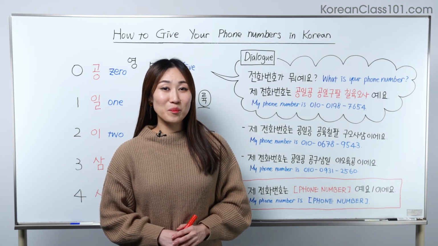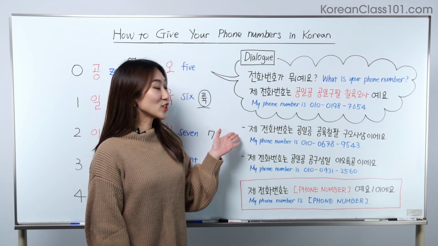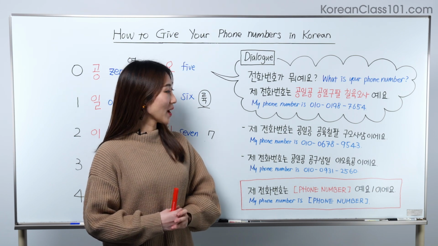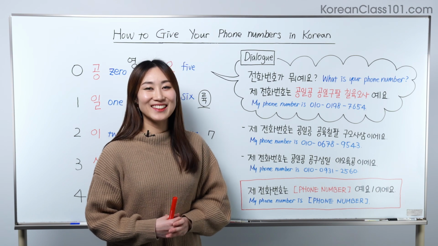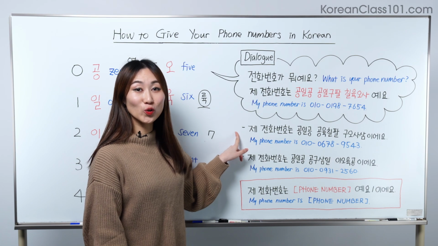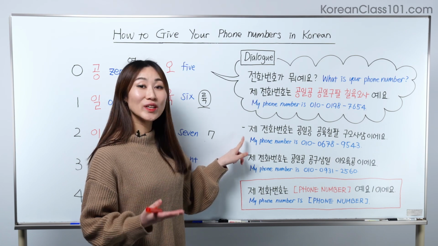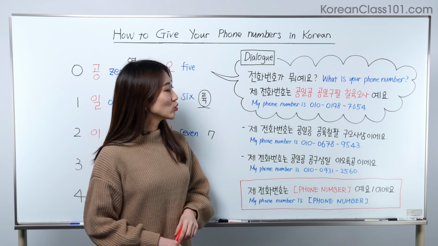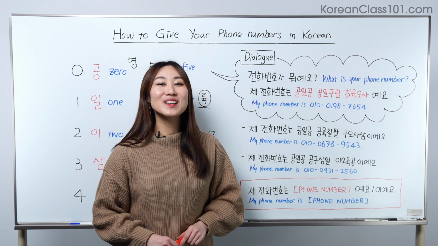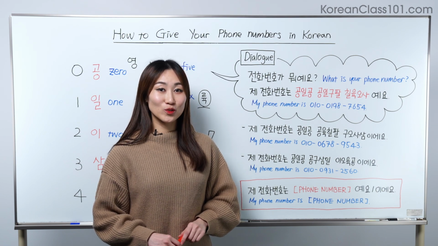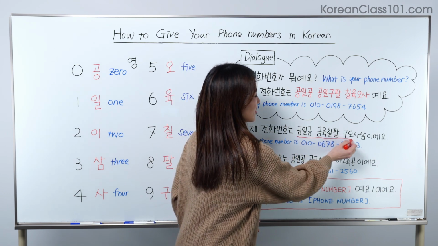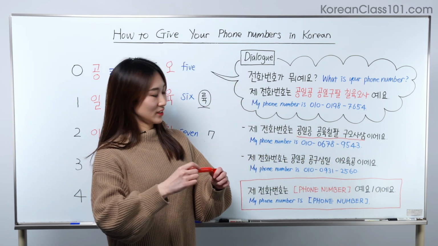Let's look at more examples. 제 전화번호는 010-0678-9543이에요. Did you find the numbers here? Here, these are the phone number.